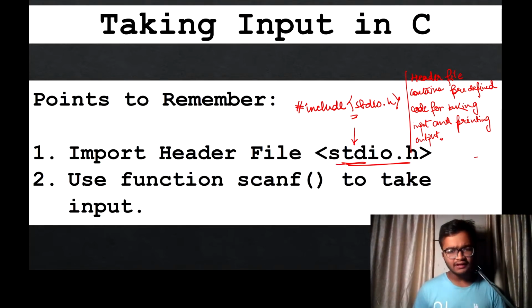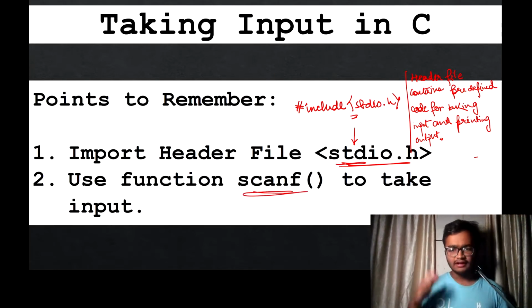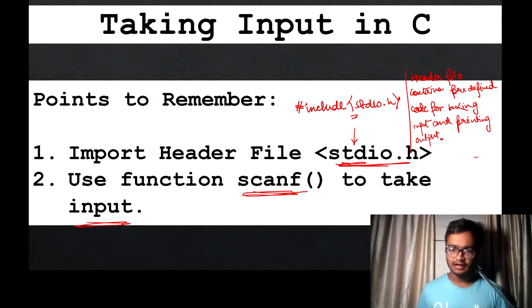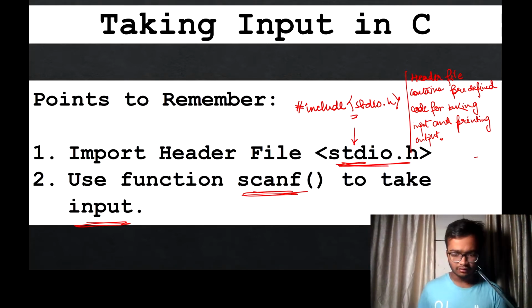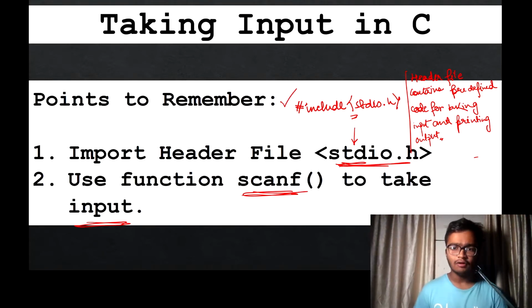So how do we take input? To take input, the same header file, stdio.h, has to be included before the main, and we use the function scanf to take input from the user. In case of printing, we took the help of the function printf, but to take input from the user, we use the function scanf, and remember that we have to include this stdio.h header file with hash include stdio.h.